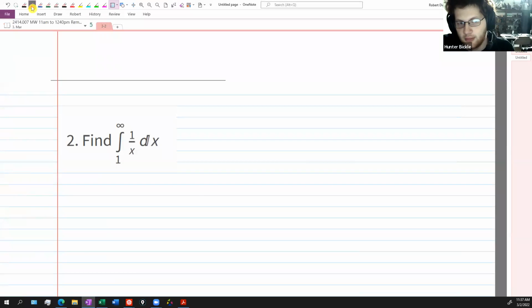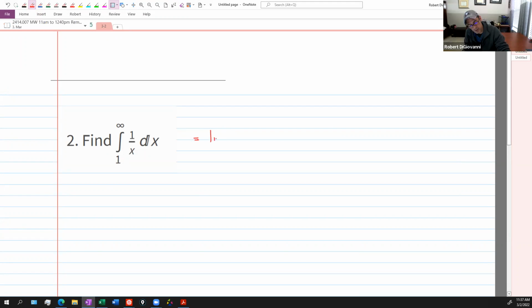That's natural log, right? The antiderivative will be. So I'm going to first set it up as a limit, right? I'm going to change the infinity to a t. Go 1 to t instead, 1 over x dx. Now I'm going to actually find the antiderivative, and I'm going to use the fundamental theorem of calculus for this. And that is the natural log. Now we're supposed to say natural log of absolute value of t. That's what we're technically supposed to do.